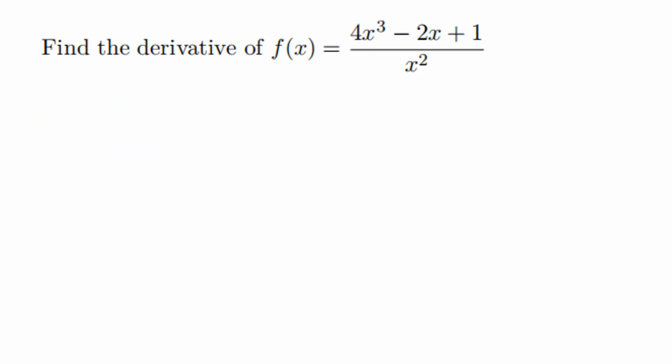Here we have the problem. Find the derivative of f of x equal to 4x cube minus 2x plus 1 over x square. Here two ways we can do this problem. One way is just to simplify f of x. Divide the numerator by denominator first, then we can find out the derivative, or we can use the quotient rule, u by v derivative, we have the rule.